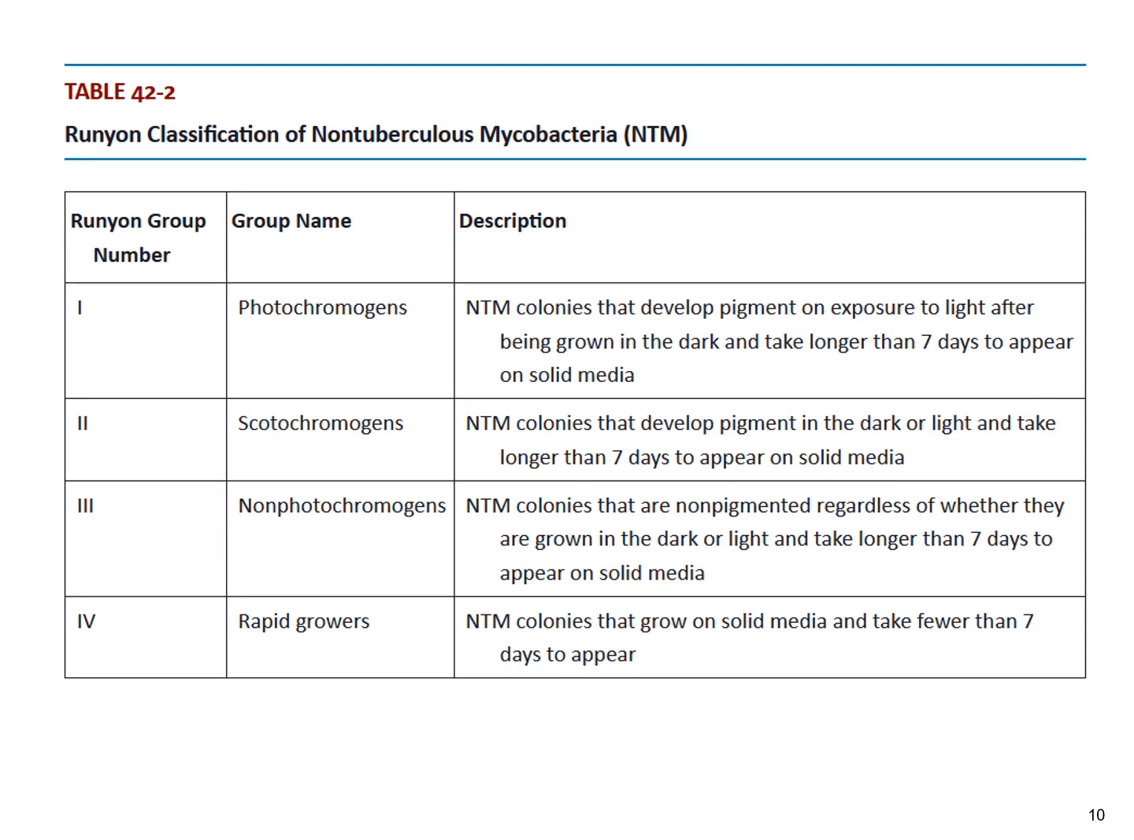The scotochromogens are organisms that will develop the pigment whether they're in the dark or in the light, and these are also slow growers, so it takes them longer than 7 days. The non-photochromogens, they will not develop any pigment regardless of whether they're grown in the light or dark, and they also take longer than 7 days to appear on solid media. And your rapid growers will grow in less than 7 days when they are growing on solid media.